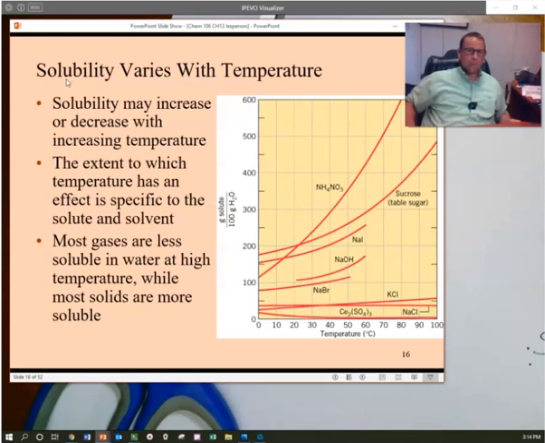So hopefully that example will help us recognize that if we want to dissolve something more in a liquid, we have to raise the temperature of the liquid.